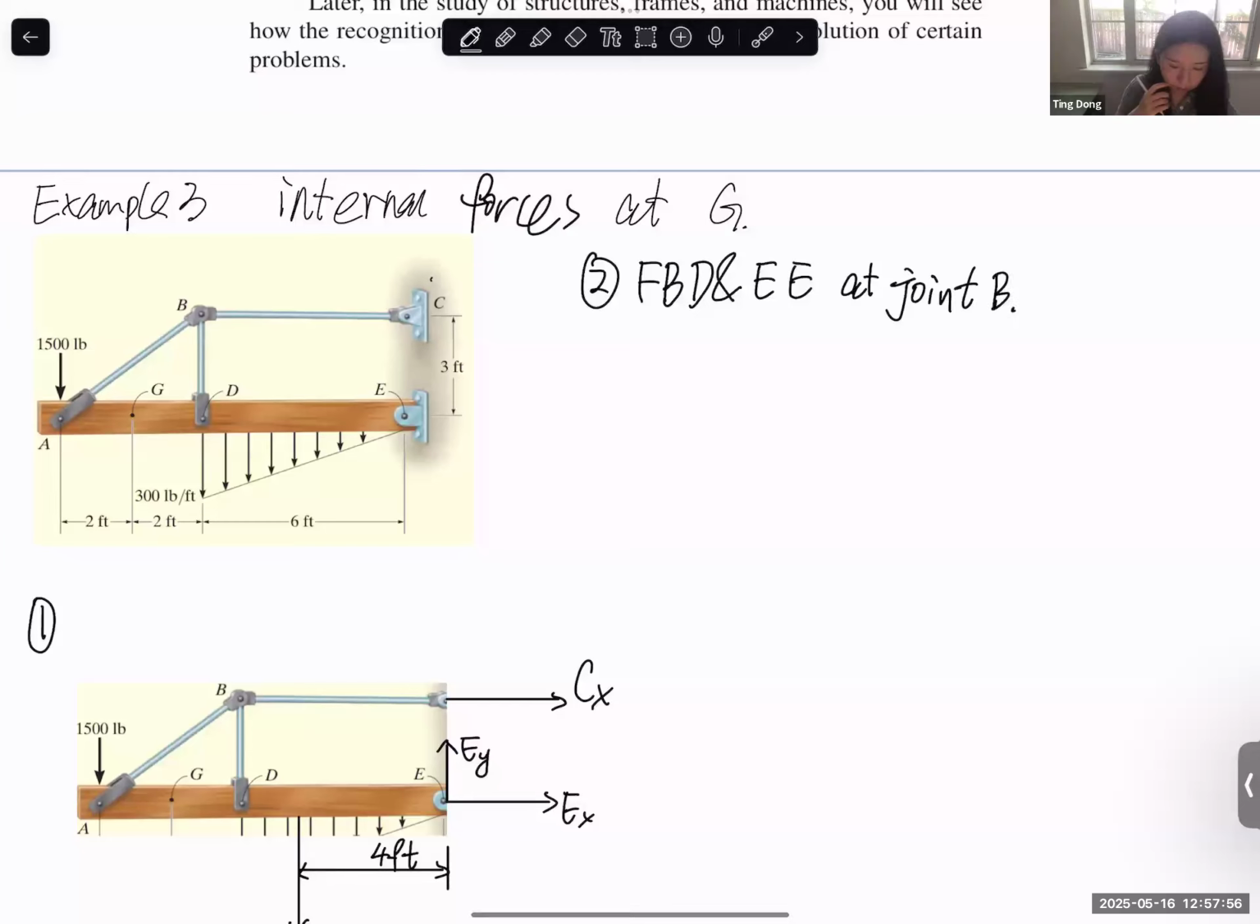And again, since our goal is only to calculate this one, we don't need to calculate the force here. Of course, with two equations, force in X and force in Y, we can solve everything. But our goal is only to calculate this one. Only one equation is enough. Which equation?